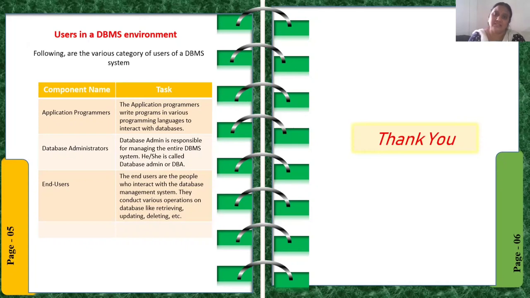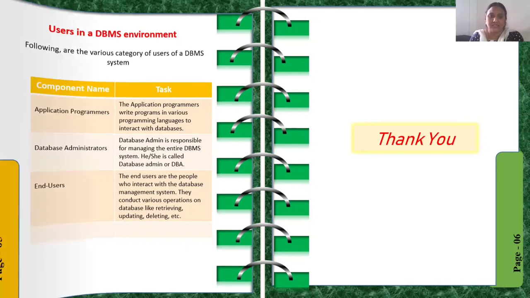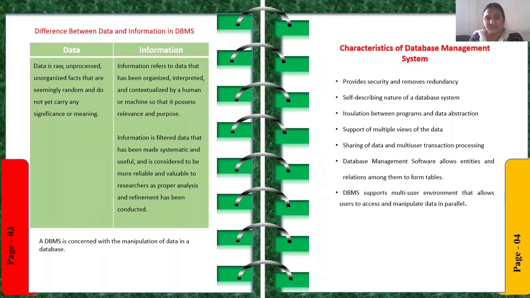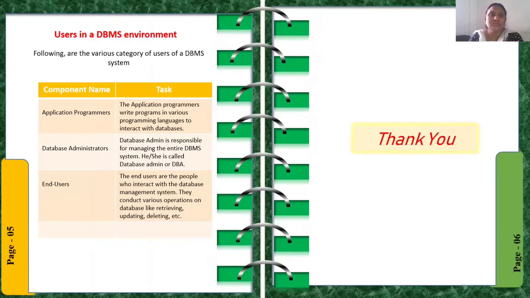So what did we discuss in this video? First, what is a database. Next, what is a database management system. Next, the difference between data and information. Next, the characteristics of a database management system. The next one, users in the database environment. It is very, very important: these three people play a very significant role in the database management system. The types of DBMS, I will discuss in the next video.